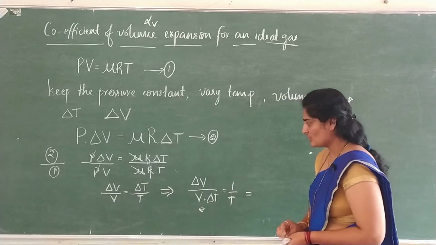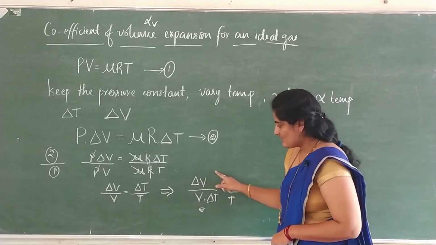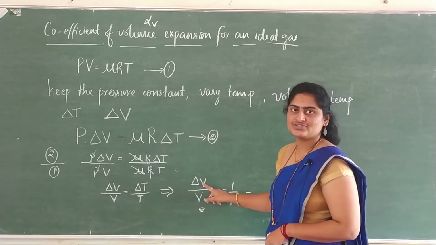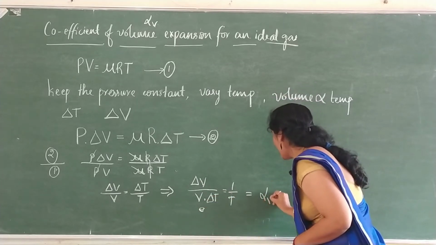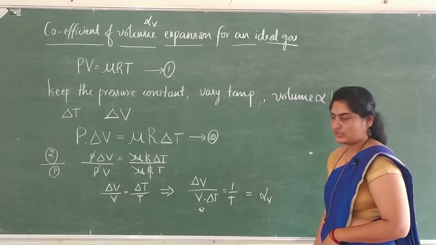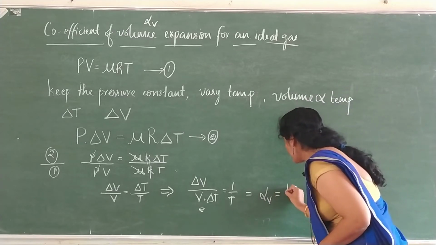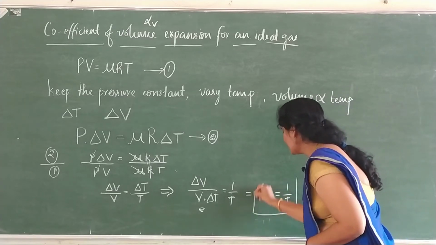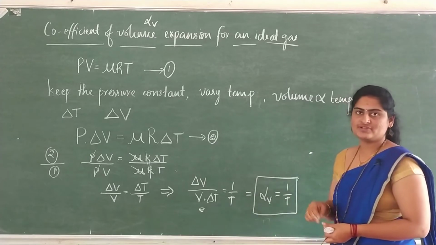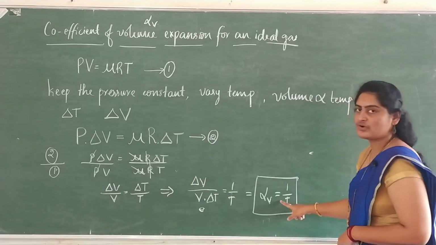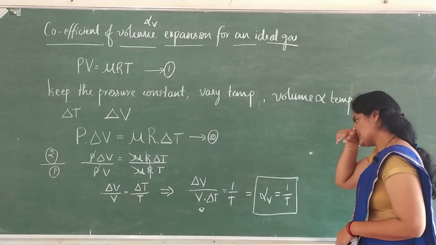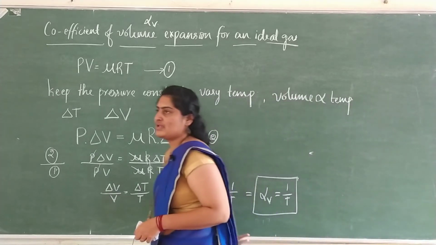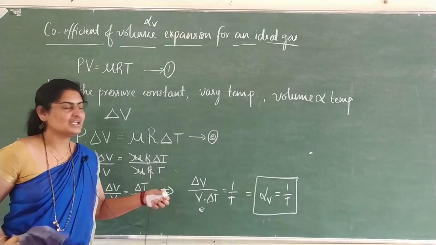Now, what is this quantity? Delta V by V delta T, the fractional change in volume per degree rise in temperature, is nothing but alpha V, the coefficient of volume expansion. So it must be equal to 1 by T. This is the expression for the coefficient of volume expansion for an ideal gas: alpha V is equal to 1 by T. So this derivation is very simple and it is also very important for 3 marks.